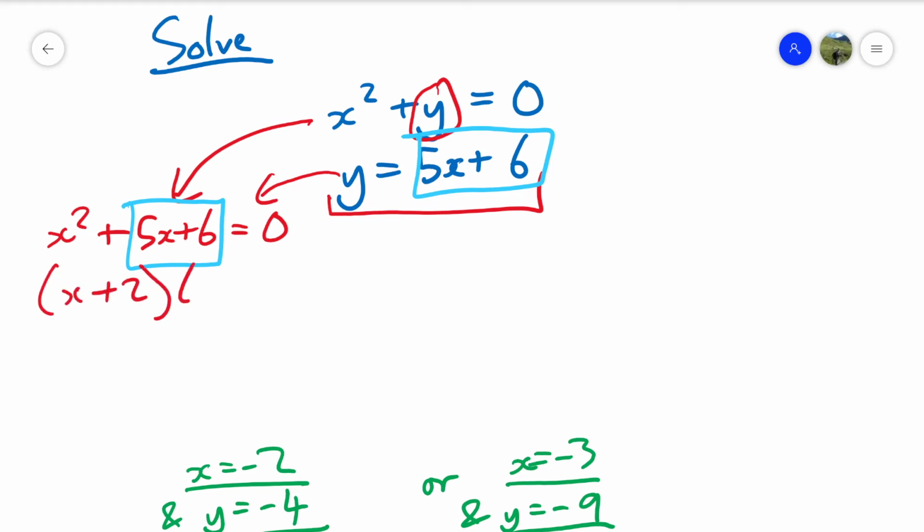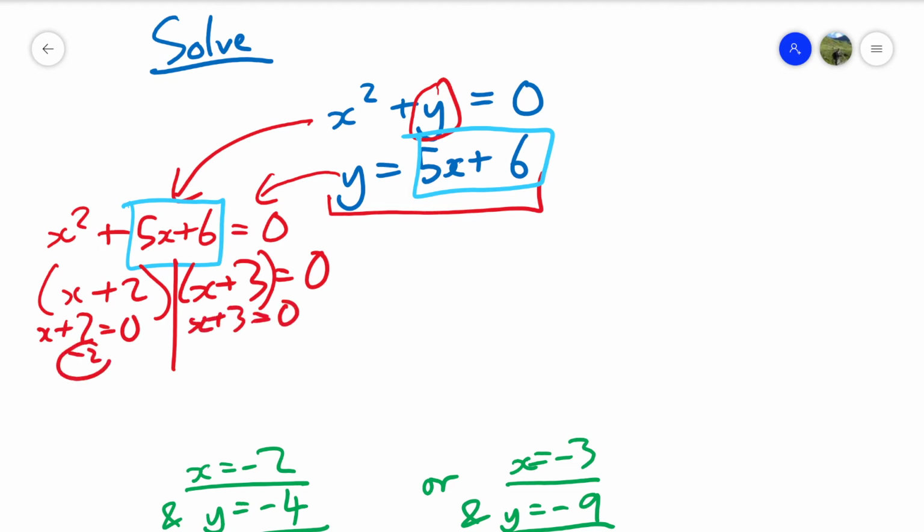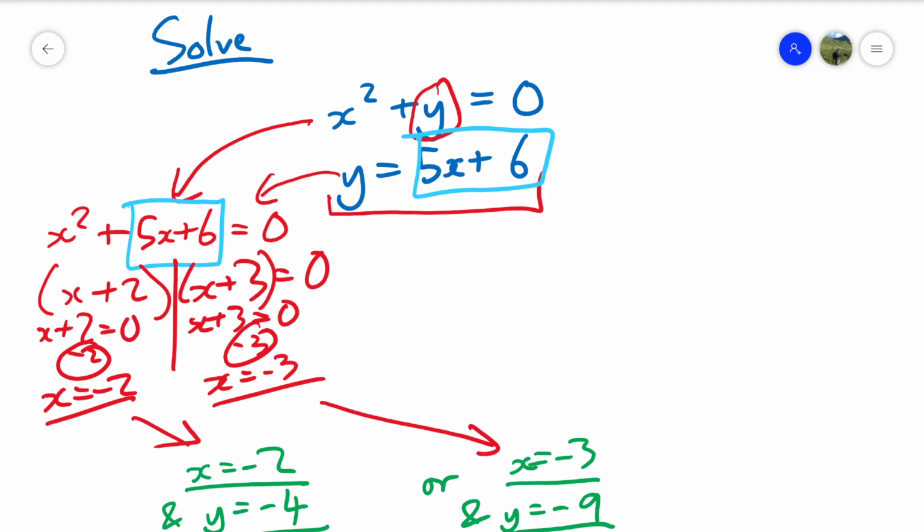x plus 2, we've done this a million times. x plus 3 equals 0. So run a line down, x plus 2 equals 0, x plus 3 equals 0, minus 2 from both sides, x equals minus 2, boom, minus 3 from both sides, x equals minus 3, boom, which gives us that one and that one. But then we have an equation for y.